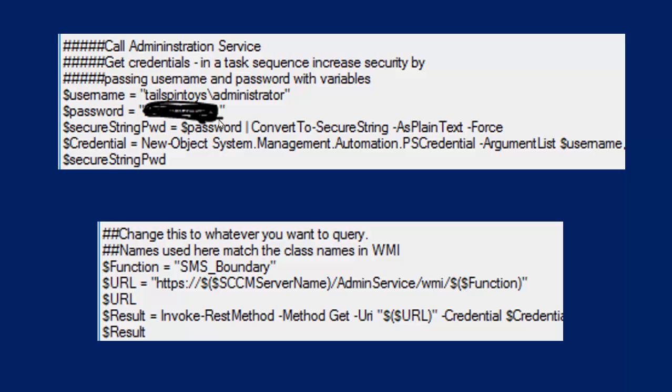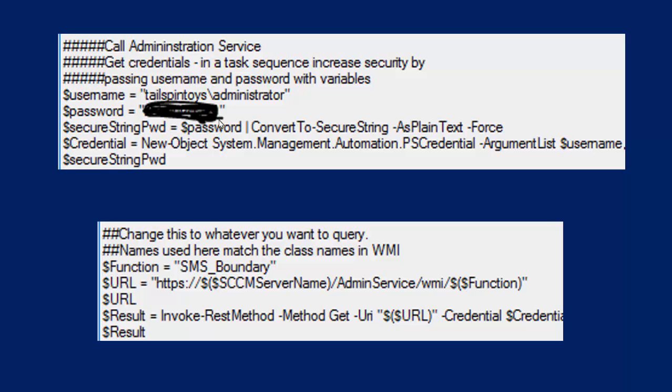You might look at this and say, well, Steve, I'm glad we can call this admin service through a task sequence, but I don't want to have to hard code my username and password into a task sequence. And I totally agree, and I totally get it. I did this here for convenience. If I were doing this in a production environment, I would use maybe variables to pass down the username and password in a secure way.